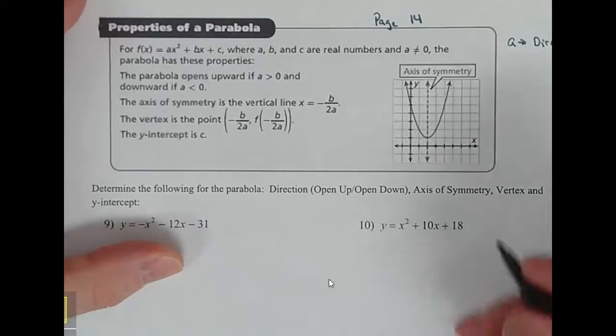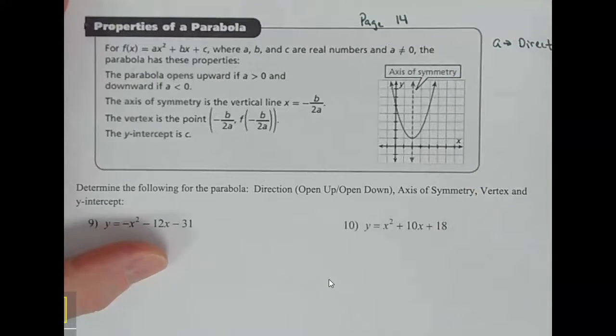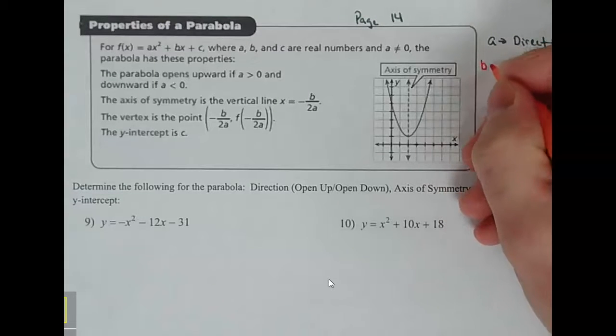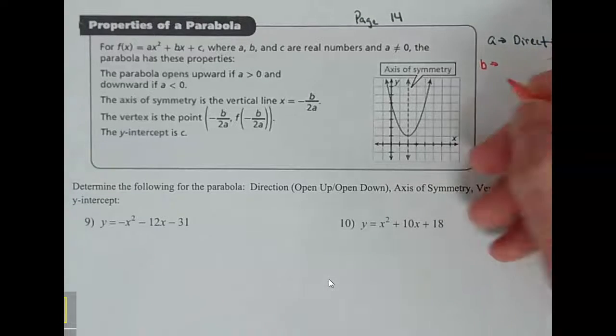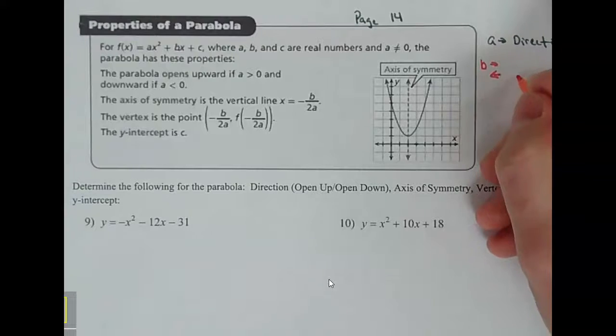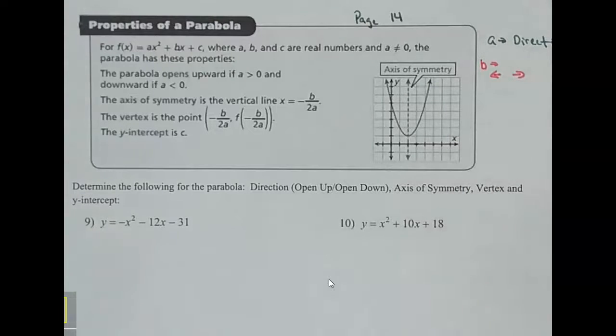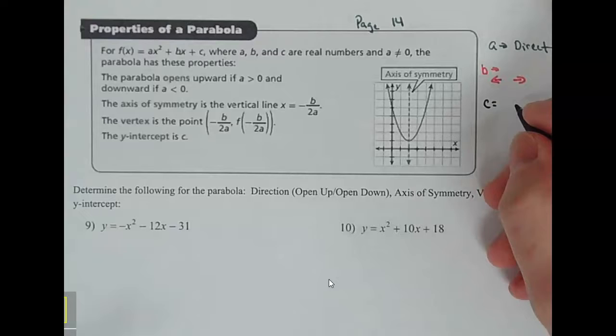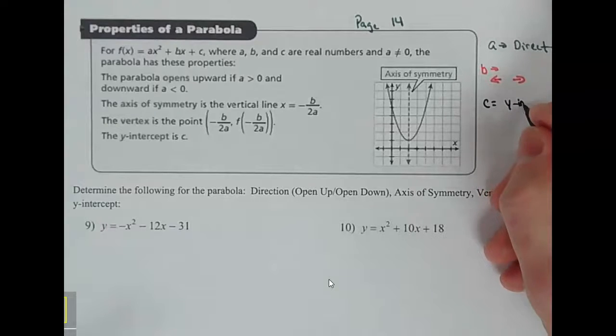We talked about the idea that a helps us identify the direction the parabola goes. A goes with the direction. B tells us whether I am moving it to the left or to the right. And then we talked about c. C deals with the y-intercept.